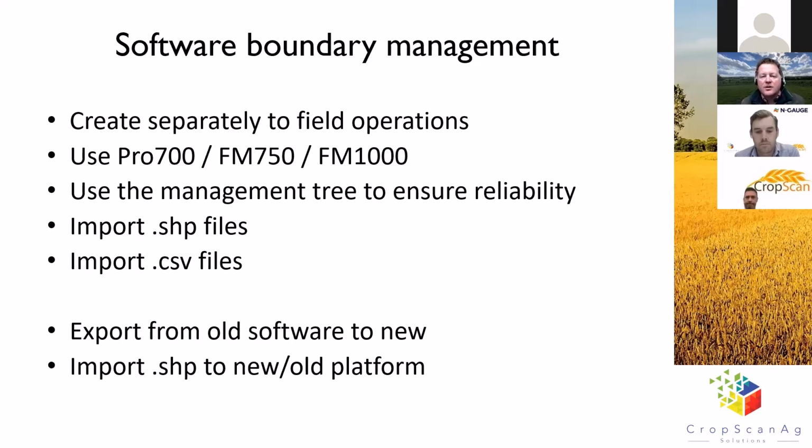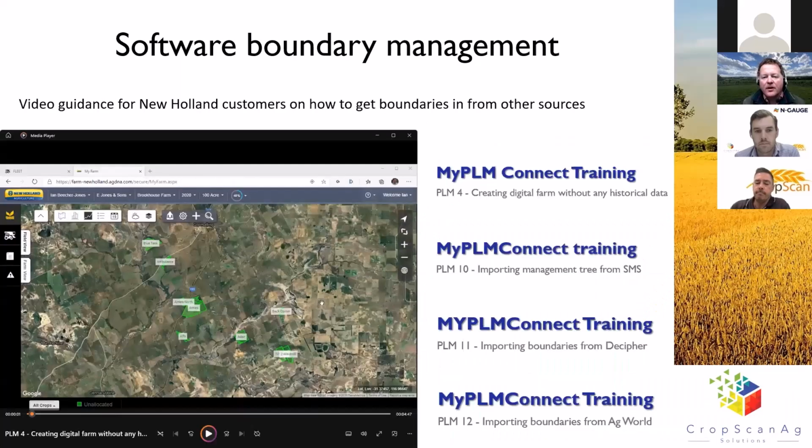There's lots of ways in which we can get boundaries in, but the most important is when we do them, let's get them in accurately and correctly, because if we don't, then it does create problems later on. And if we've got a management tree from the SMS software, we can bring those in, Decipher, AgWorld, a number of different formats, or just as straight shape files. Rather than having to redo them if you've done them before, let's look at what you've got and bring them in from there.